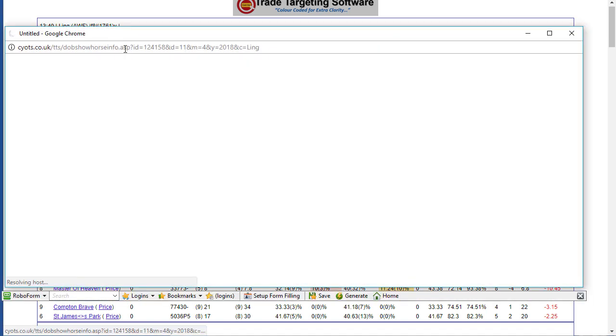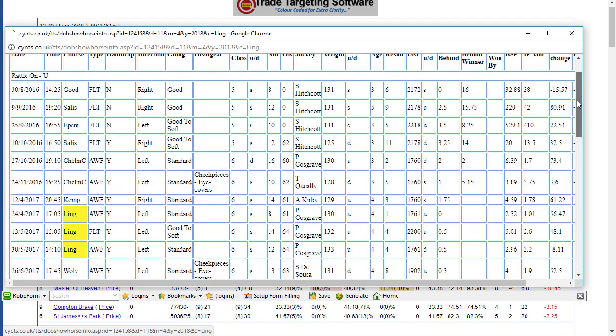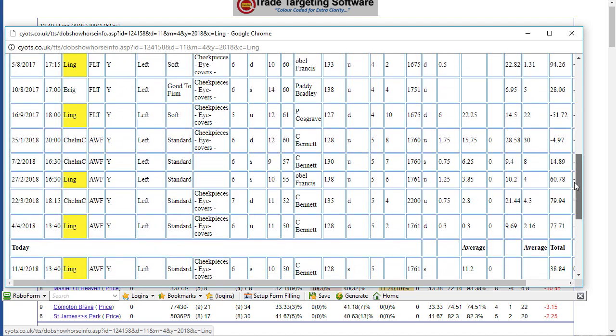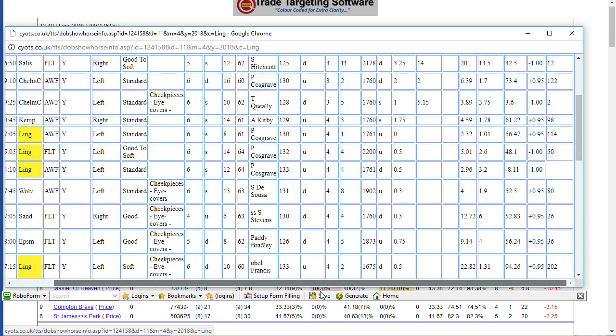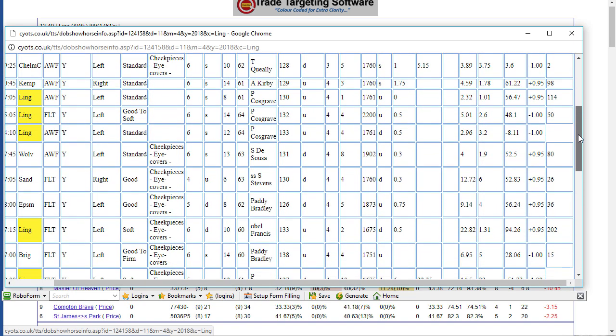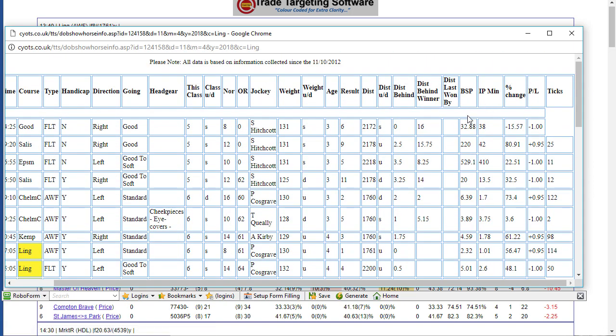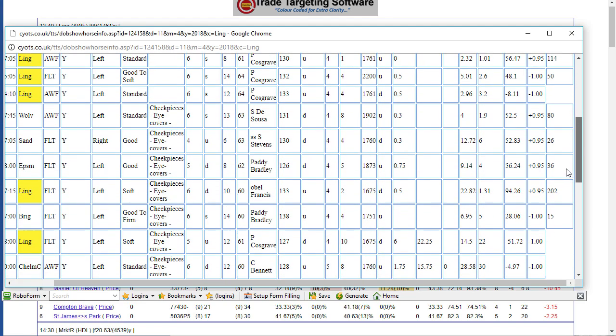You then go to the horse information, and it gives you a lot of information about the horse's past results. Again, these are only UK results, so some horses that come over from Ireland won't have so much information, but all the UK races will be here going back the last few years. And we can go down and get things like what the BSP was on that particular race, what was the IP minimum, in-play minimum price, result, age, jockey, weight changes, class.